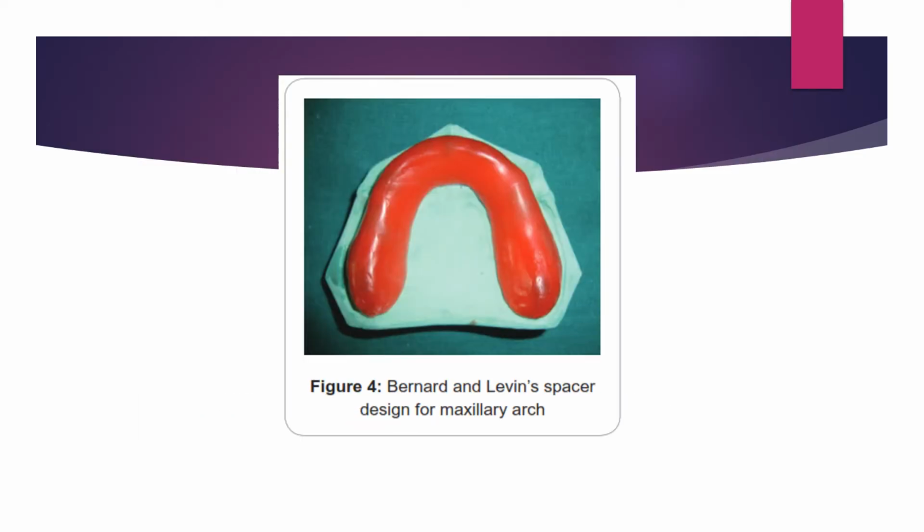Coming to Bernard and Levin spacer design for maxillary arch. Here it is also based on selective pressure technique. Recommends a layer of pink base plate wax about 2 mm thick, attached to the areas of the cast that usually have softer tissues. And he recommends the placement of wax spacer all around except the posterior part of the palate, which according to him are at high angles to the occlusal forces.